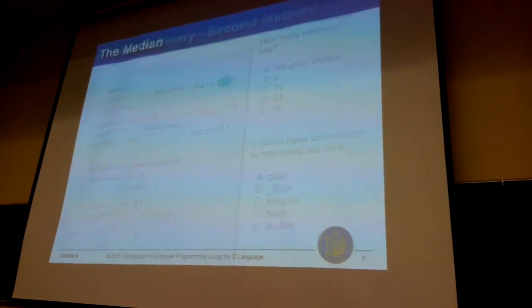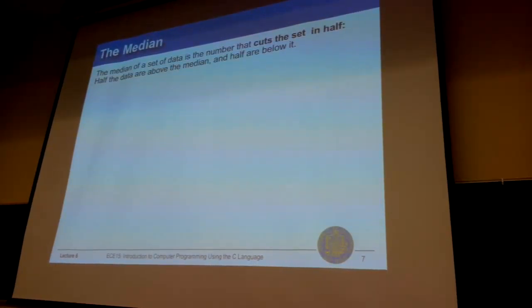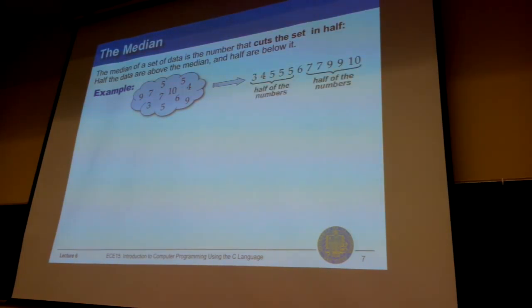Great, so let's move on to another math problem here. Here we're interested in calculating the median. As you might recall, the median of a data set is a number that cuts the set in half. So half the data are above the median and half are below. If you have a set of numbers that are input, to find the median, you might sort those numbers, and you would find a number that cuts this collection of numbers in half. So half of the numbers are less than 6, half of the numbers are greater than 6.